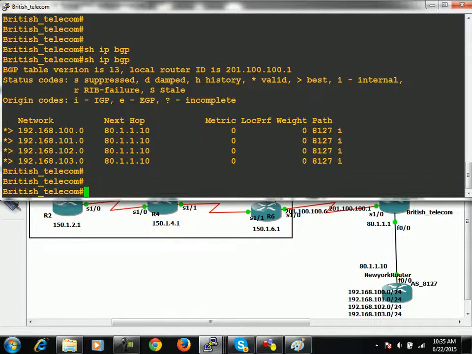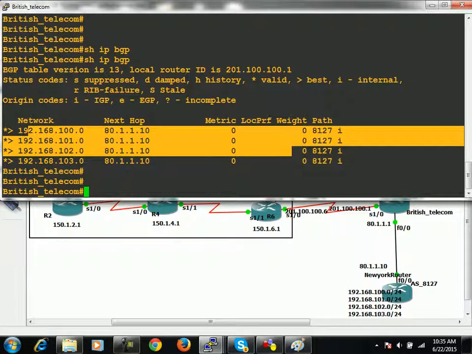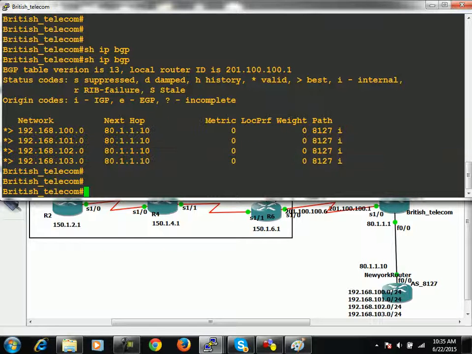Check it out. Its best path is via 80.1.1.10, and who is having this IP address? This 80.1.1.10 is, of course, the New York router. So for BT, its best path is via the New York router. See, what is the meaning of this asterisk? Valid. What is the meaning of this greater than symbol? Best. So you must remember the meaning of these symbols as well in BGP, right?